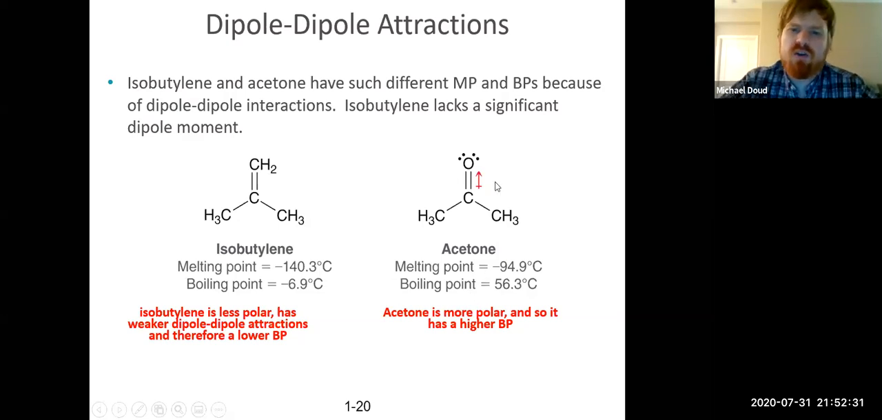And the only difference here is that we have this carbon-oxygen double bond, which is a very polar bond, whereas isobutylene has no polar bonds at all. There's no dipole moment for that molecule. So that's just one of the many things that's affected by it. But the easiest way to see it is looking at the melting point and the boiling point.